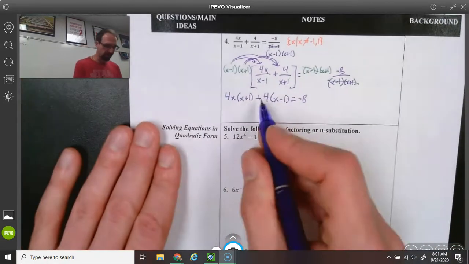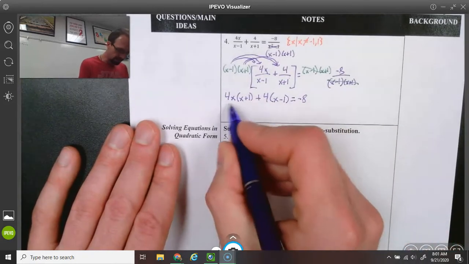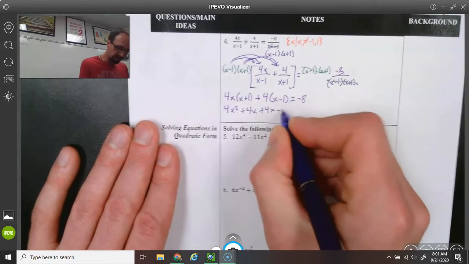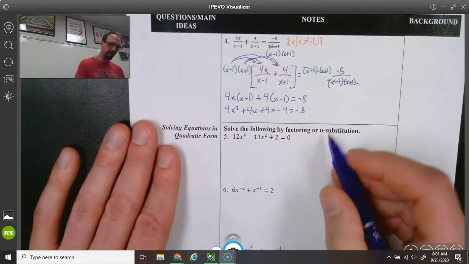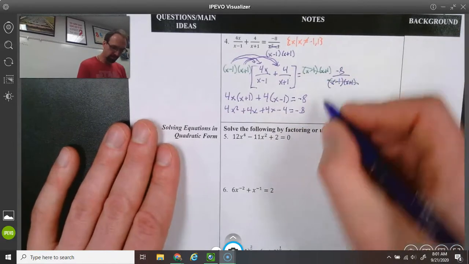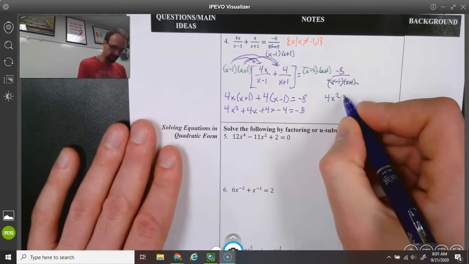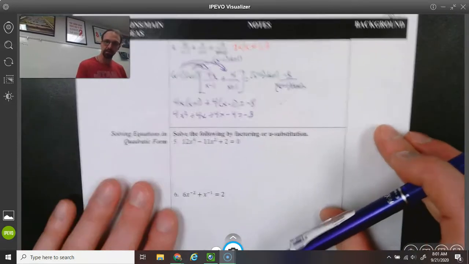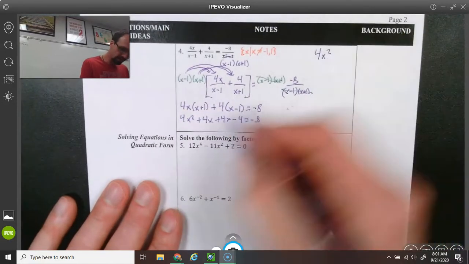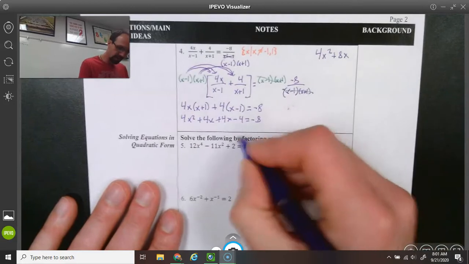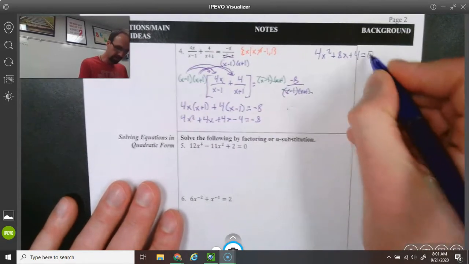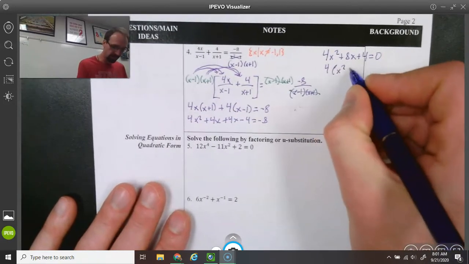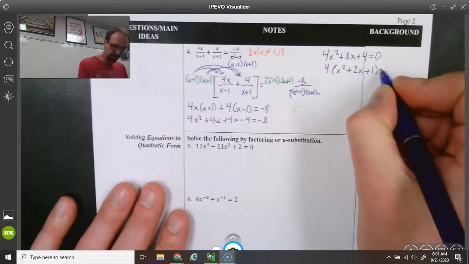Go ahead and distribute the 4x through with both of these. So that's going to be 4x squared plus 4x, and then plus 4x minus 4, and then negative 8. Add 8 on both sides, so that's going to be a 4. So we're going to have 4x squared. Those are going to combine to be 8x. Add 8 on both sides, so I get plus 4 equals 0. Go ahead and factor out a 4. So you're left with 4 times x squared plus 2x plus 1 equals 0.